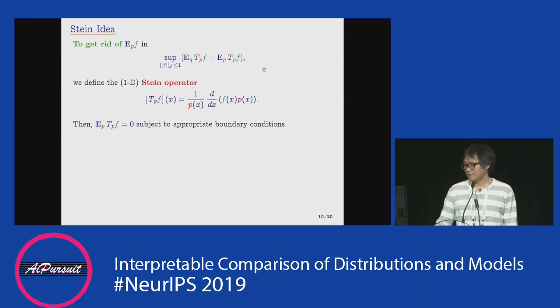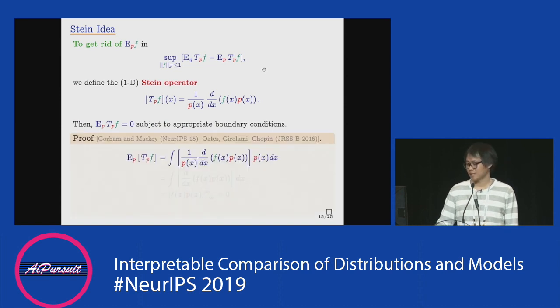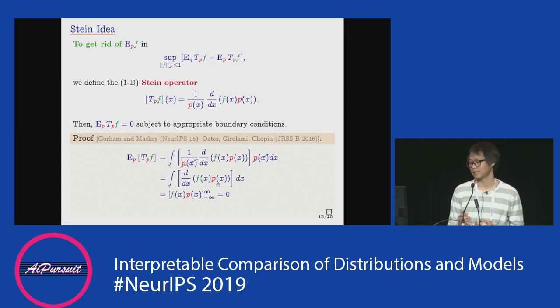Okay, so the first line, this is just by definition, the expectation of the Stein operator. The thing in the square bracket here is just the Stein operator. Now we see that p cancels, right? Now we are left with this integral of the derivative, but by the fundamental theorem of calculus, this just gives us the thing in the bracket, which is the product of f and p from -infinity to infinity. And this is 0 under our boundary conditions.